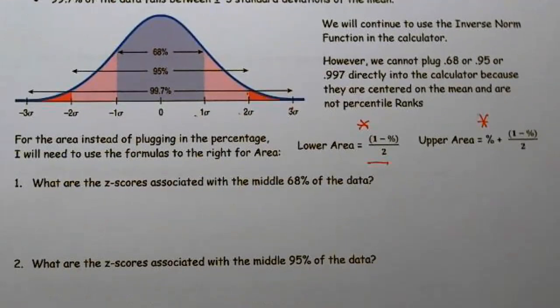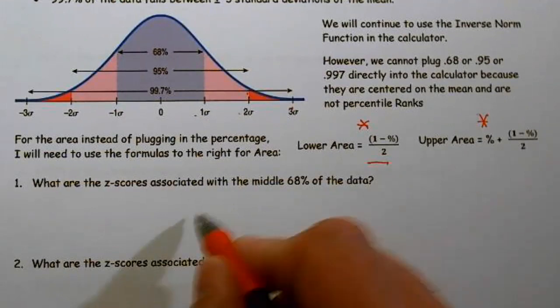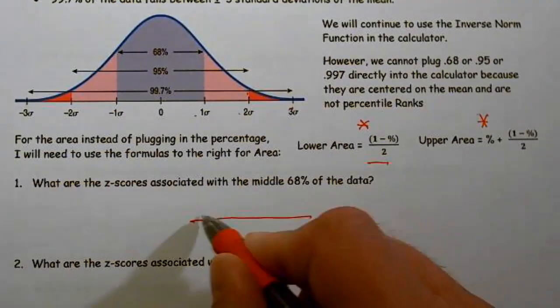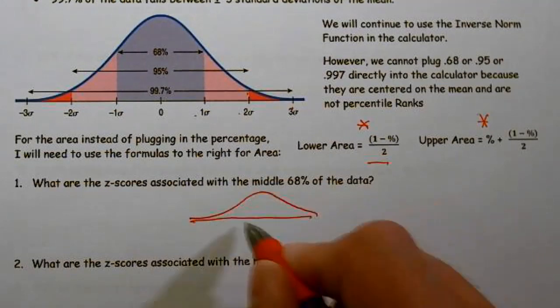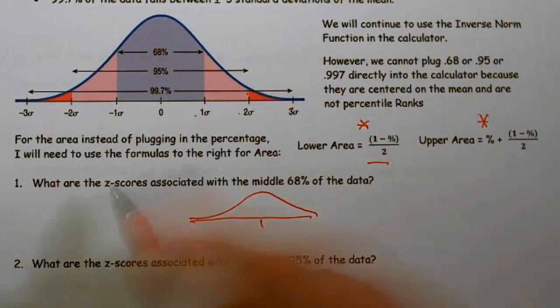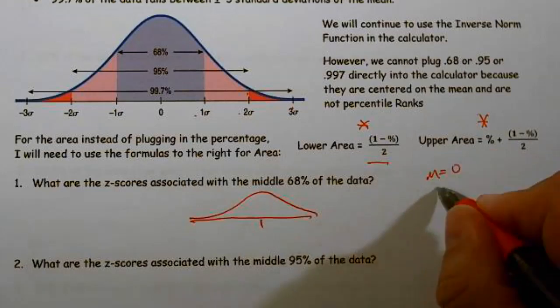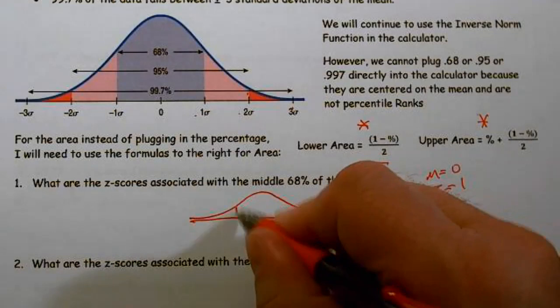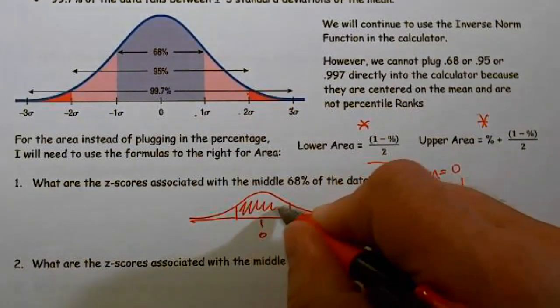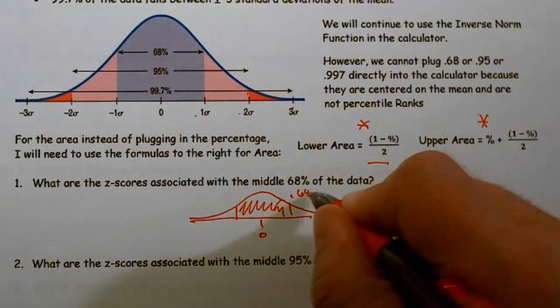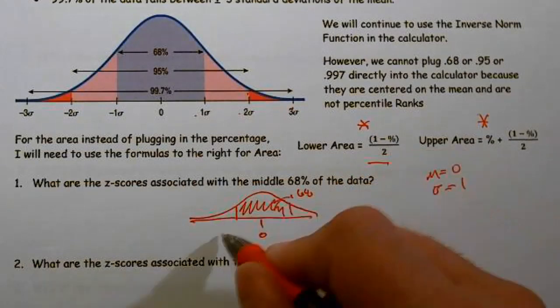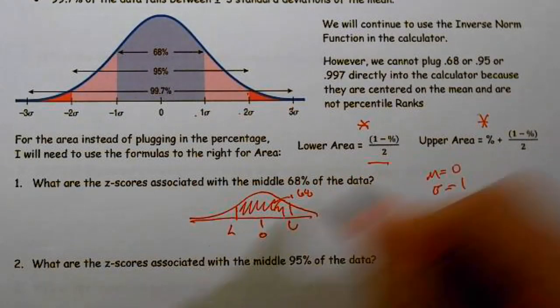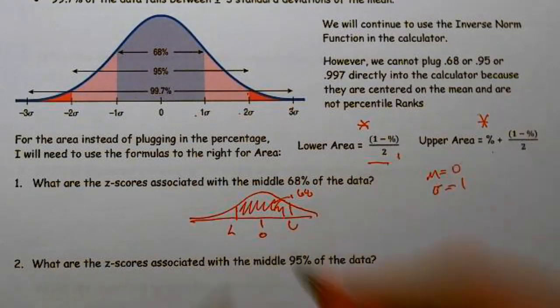So it says, what are the z-scores associated with the middle 68%? So if I'm drawing my picture, I know, and by the way, this says z-score, mean of 0, standard deviation of 1. All z-scores are like that. So we know we're centered on 0, but we want the middle 68%. That means I'm looking for 0.68 here. All right, this area is 0.68, so I need a lower bound and an upper bound. So this is my lower, this is my upper. So I need two values. I need a lower and an upper.